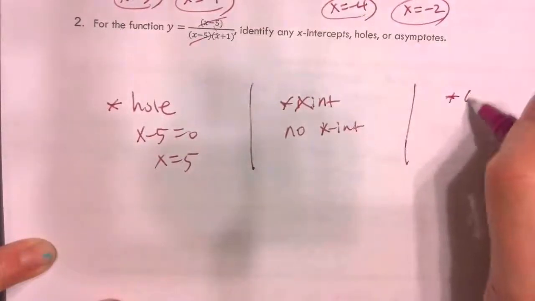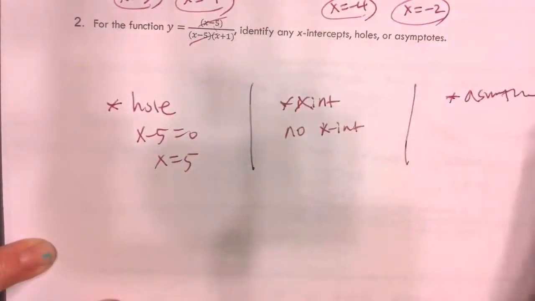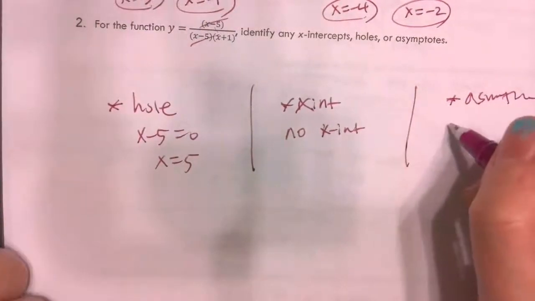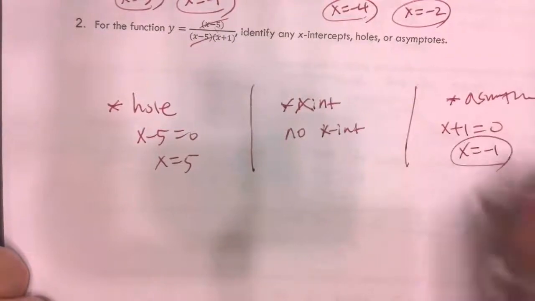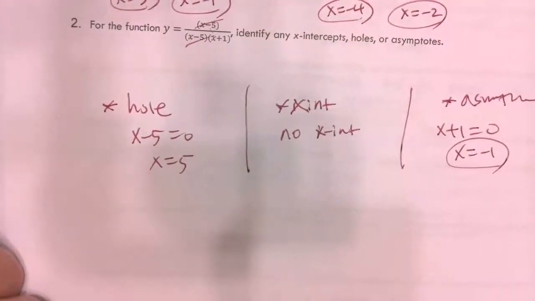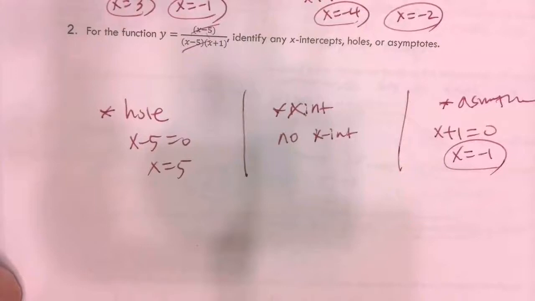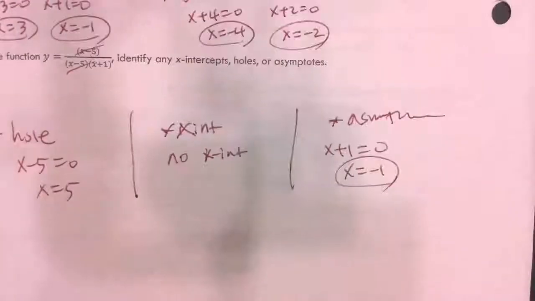What about the asymptote? My denominator equal to 0. I already used x minus 5. So I have x equal negative 1 as the vertical asymptote. Very good job. Good job.